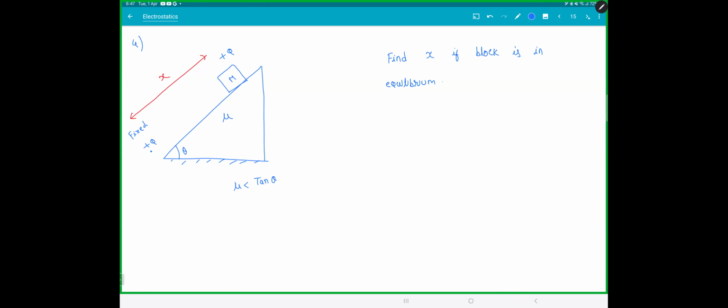Let's get this. What is the distance between the block and the charge so that the system remains at rest? Both have identical charge plus Q.